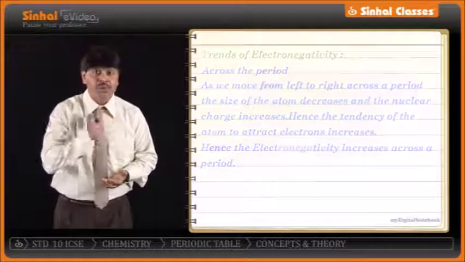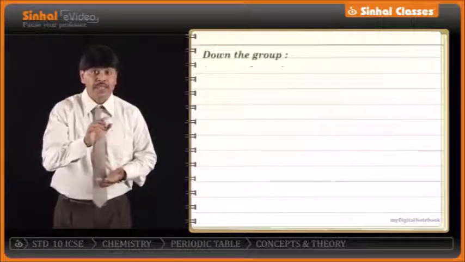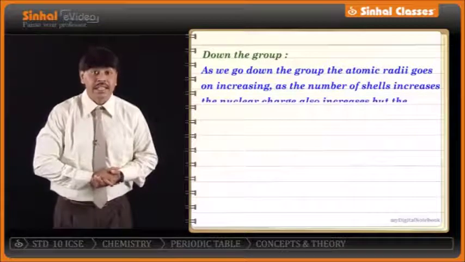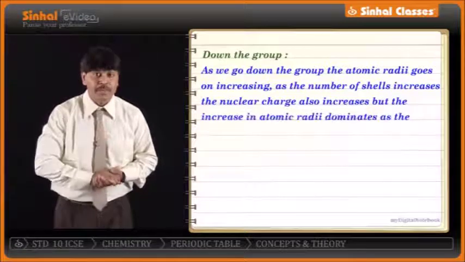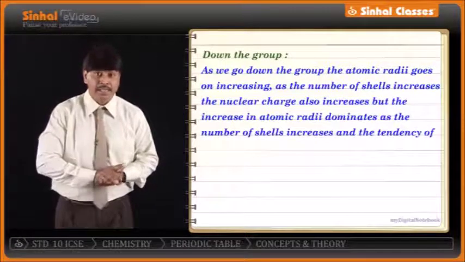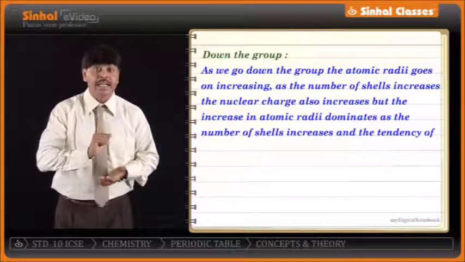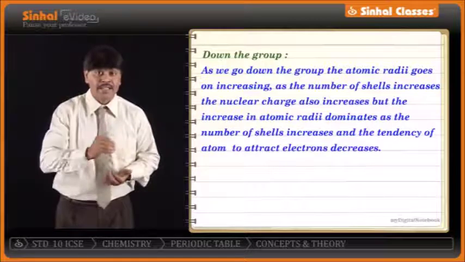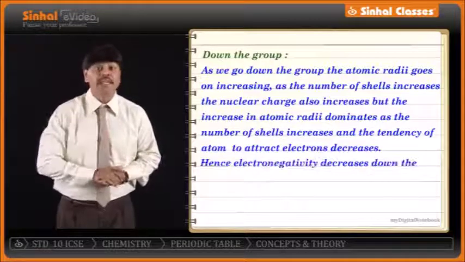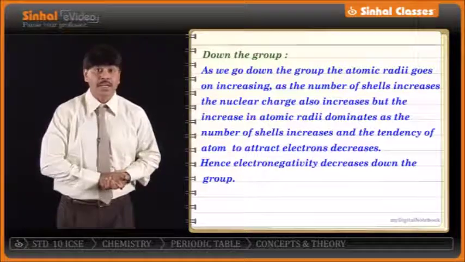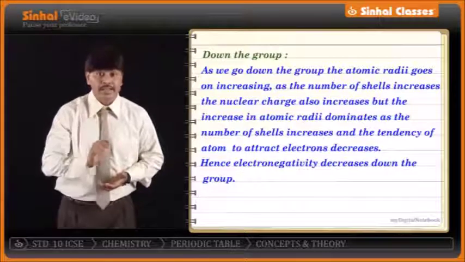Whereas down the group, the number of shells goes on increasing. Even though the nuclear charge increases, it is compensated by the increase in the number of shells. So once the number of shells increases, then the tendency to grab the electron decreases, whereas the tendency to give electron increases. So as we go down the group, the electronegativity will go on decreasing.